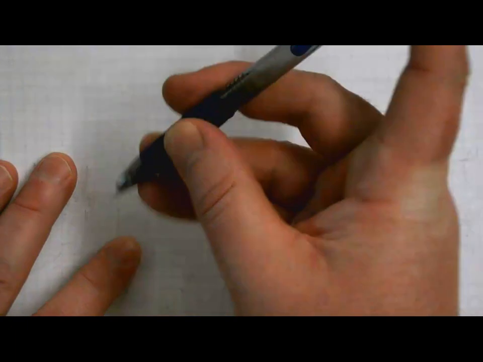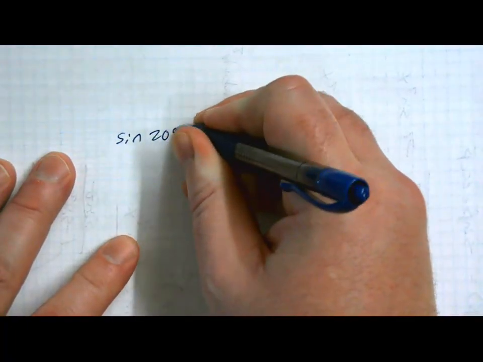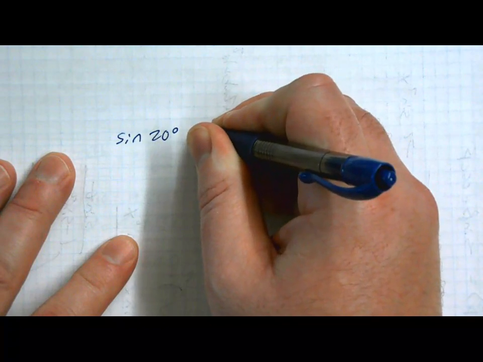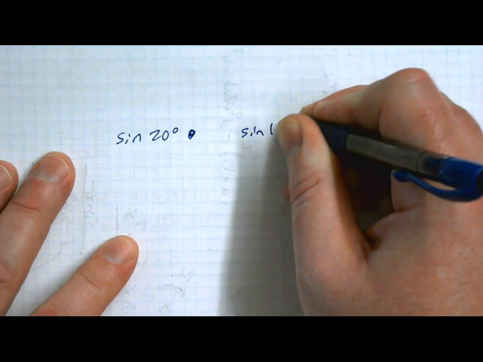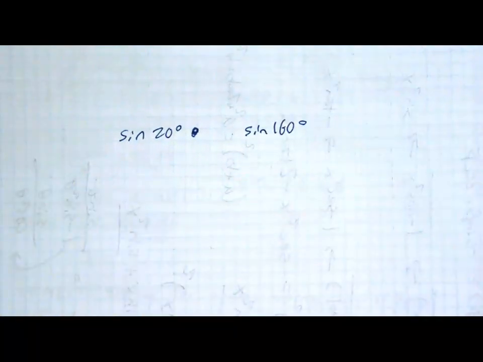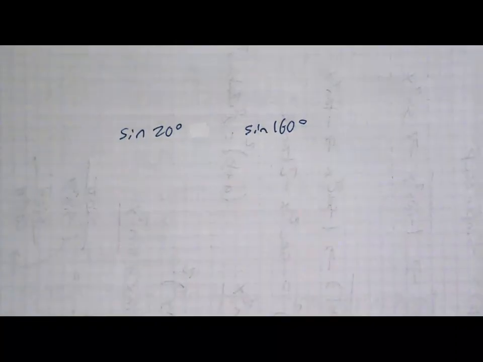You ready to go? Could you please type the sine of 20 degrees into your calculator? And then I would like you to also type the sine of 160 degrees into your calculator. And I would just like you to tell me, what do you notice about the output of those two things? The exact same thing? Like to the 8th decimal place? Yes? Okay.